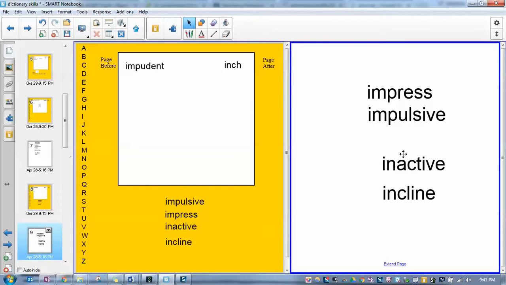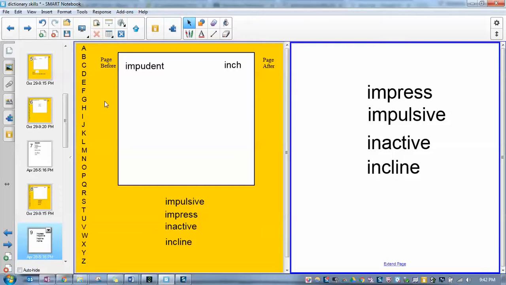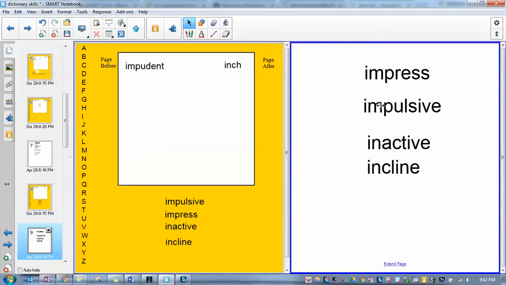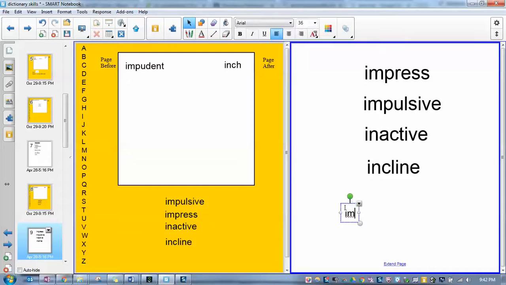This is INA, L, M, N, so N comes after M. So this is INA, and then this is INC. So currently I have them all in alphabetical order. But I'm also going to include my guide words just to make it really easy for me. So I'm going to leave a little more room between all of my words, and I'll come in and I will type my guide words in here.